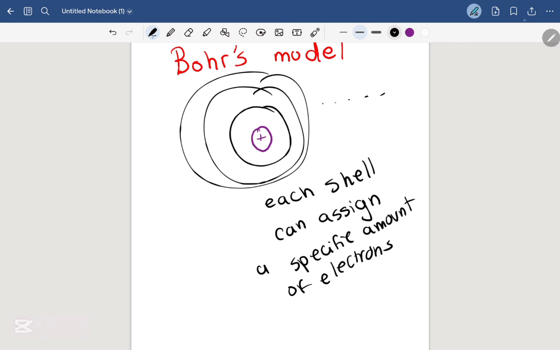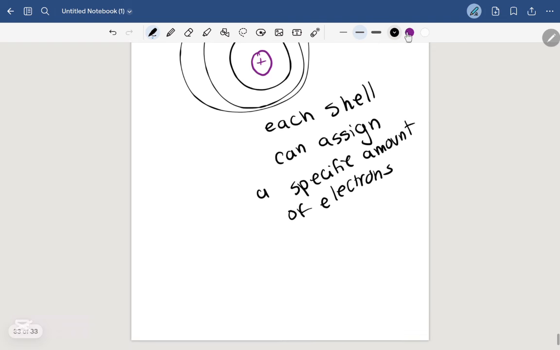Now, after Bohr's model, Pauli came. There's a guy, his name is Pauli. He came and he stated that electrons in the same atom can exist at a certain level of energy. That means some electrons require a specific amount of energy, which is maybe more or less than the other electrons that are all in the same atom, right?